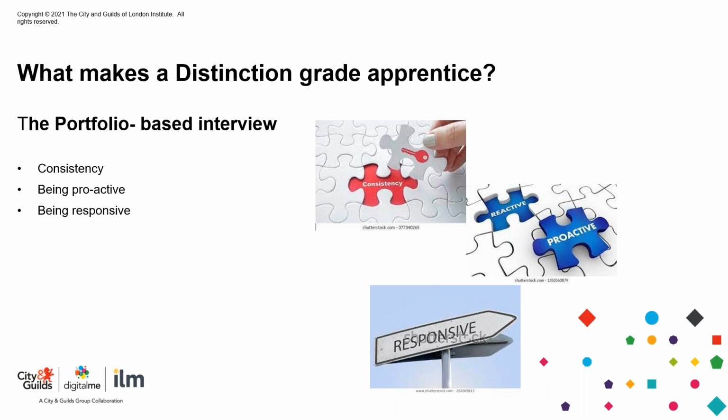Lastly, being responsive. The distinction apprentice will be self-motivated and respond to feedback, continually assess their own work for accuracy and potential improvement, always show integrity in owning up to any mistakes, evaluate the impact of change, use the evaluation to improve their performance. This is down to the apprentice rather than anything the employer is responsible for, but it's something that should be highlighted for an aspiring apprentice to understand.